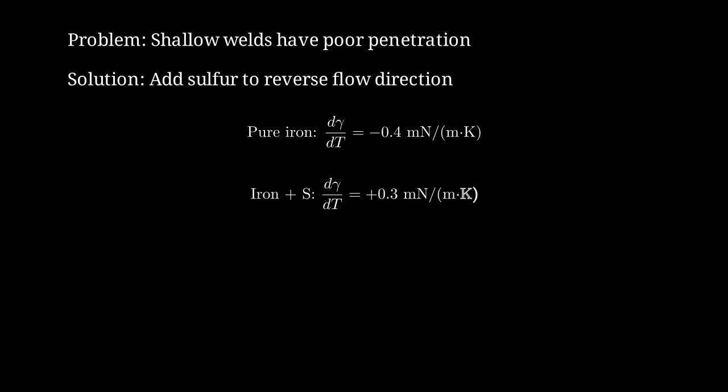Here's a clever solution. Adding small amounts of sulfur or oxygen to the metal can reverse the sign of dγ/dT. With these surface active elements, the flow becomes inward, creating deep, narrow welds. For pure iron, dγ/dT is negative 0.4 millinewtons per meter per Kelvin. But for iron with sulfur, dγ/dT becomes positive 0.3 millinewtons per meter per Kelvin. This reversal dramatically changes weld pool shape.